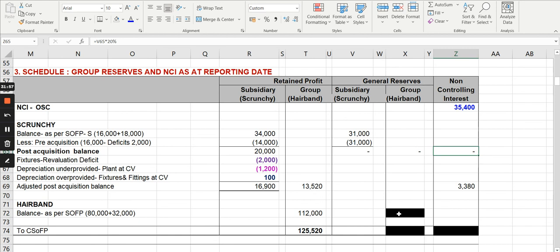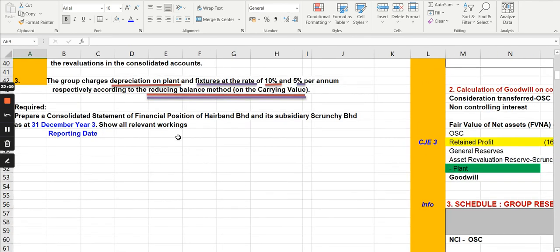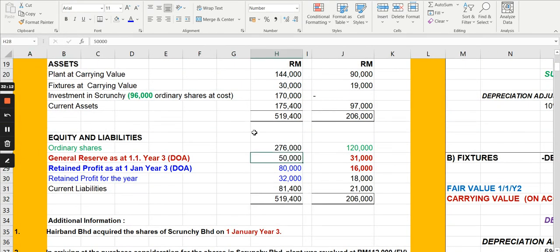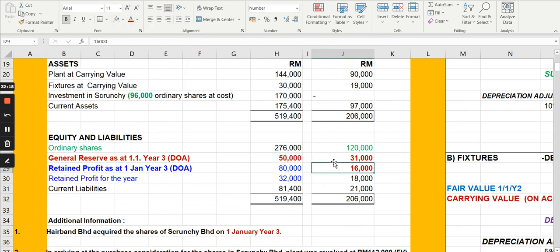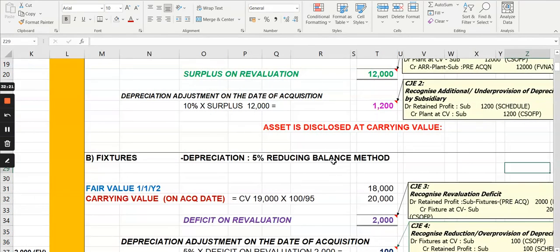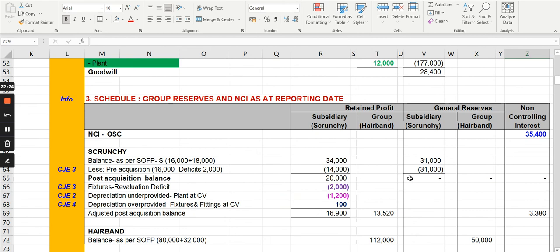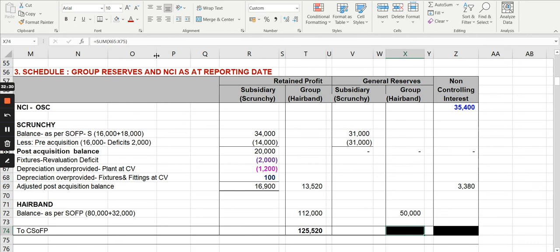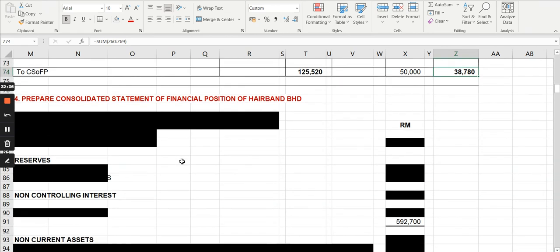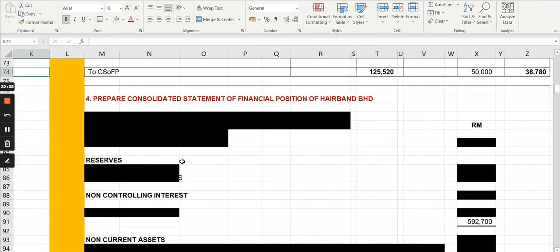Okay. Therefore, the group general reserve, the parent has 50,000. You can check the parent's column here, this 50,000, and that should be put in the workings under the schedule here. Then you are done with the group reserve. You are done with the non-controlling interest. Done. You can proceed with the preparation of the statement of financial position.